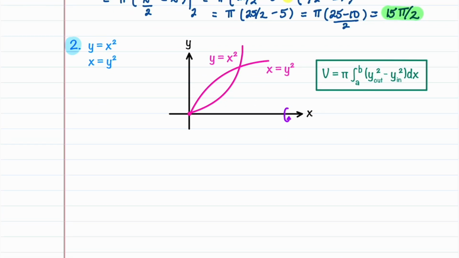Let's look at our second example. In this example, we have two curves. Y is equal to x squared, and then x is equal to y squared. We want to begin by finding the points where these two curves intersect, and we want to find the x value because we're revolving about the x-axis, and we're going to use x for our limits of integration. So I'm just going to write down that we're going to find the x intersection points.